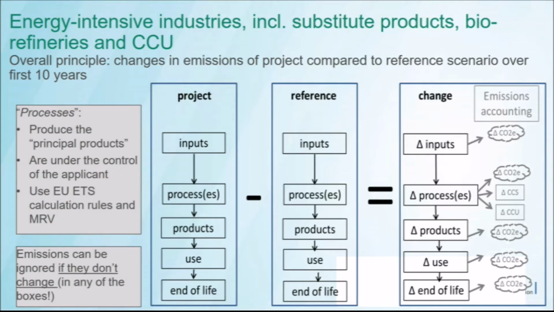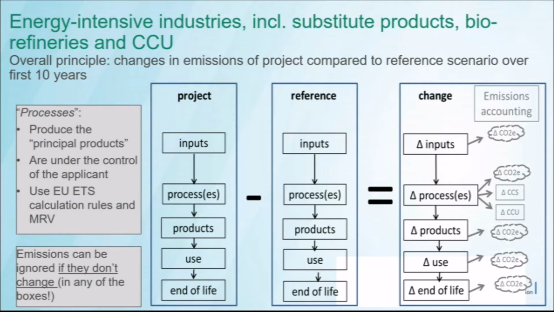And the reason why we compare the two systems is that for a lot of projects, not all, you will find that many of the parts of the system will stay the same. So when I say parts of the system, I mean in the project and reference box, which you see in front of you, you have inputs, processes, products, use, and end of life. And those are the 5 big blocks that we're considering.